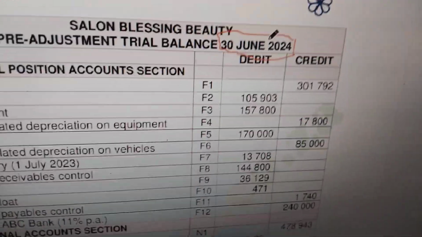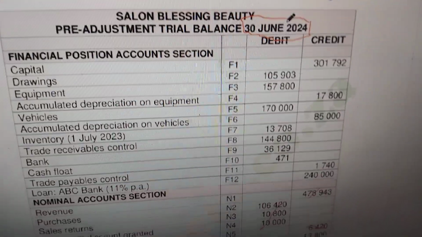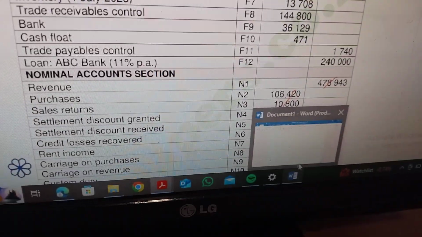30 June. The next month of June is July. Meaning this financial period starts on 1 July 2023. So I'm going to come here and then calculate this thing. So we're going to firstly do what? We're going to firstly draw our financial period.